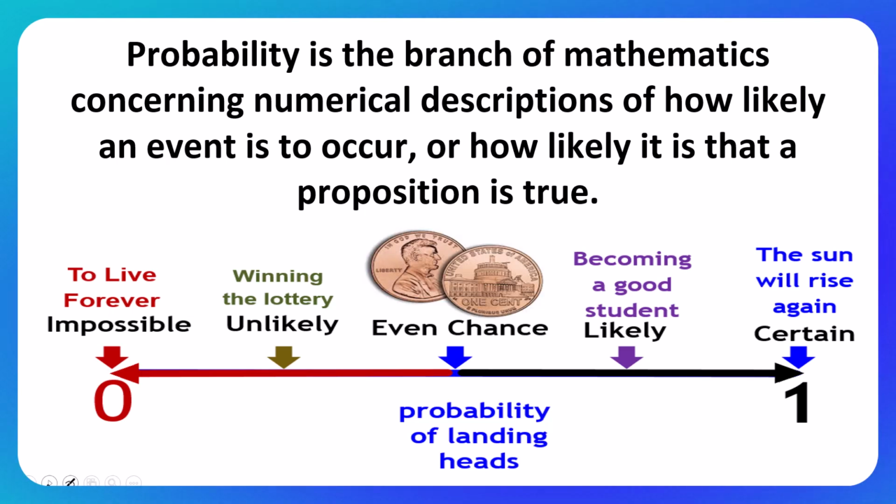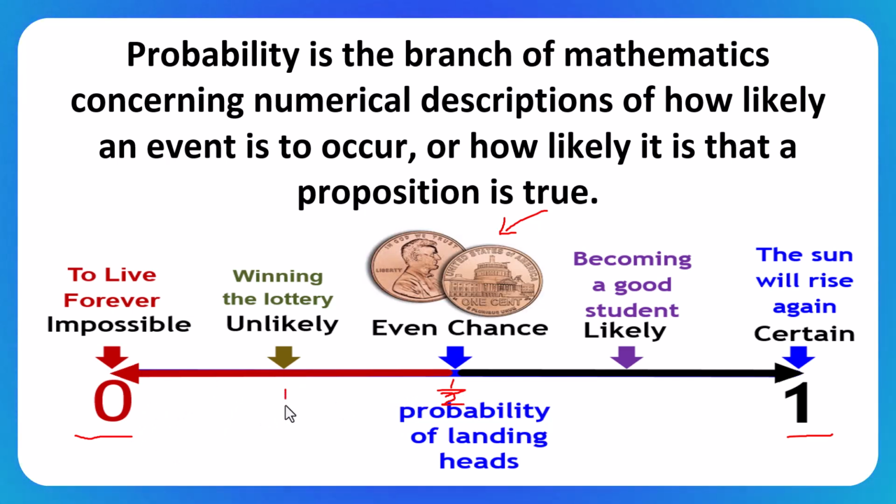All right, so let's look at a scale from 0 to 1, because probability is a number from 0 to 1. We did a simulation of a coin toss, where you have heads and you have tails. So the probability of landing on a heads or tails is 50-50, or 1/2, 50%.